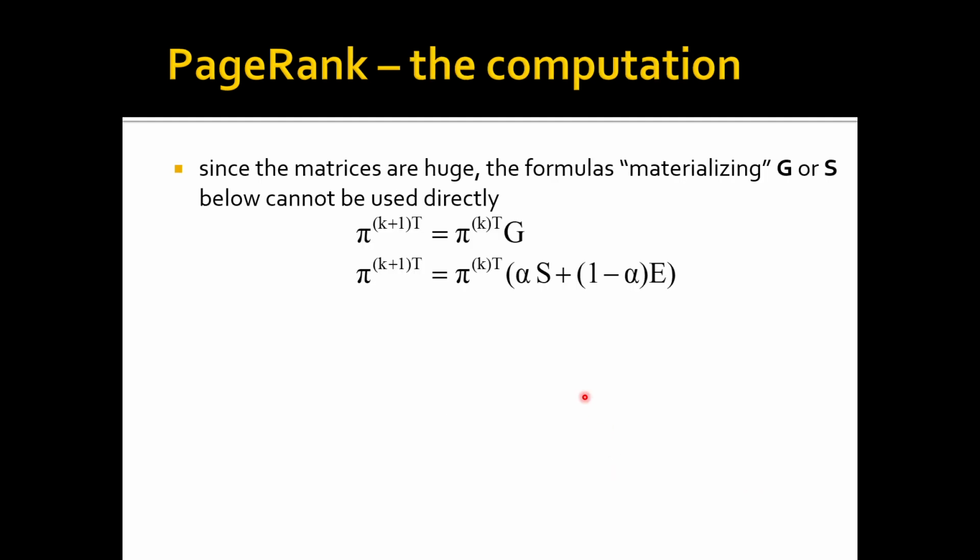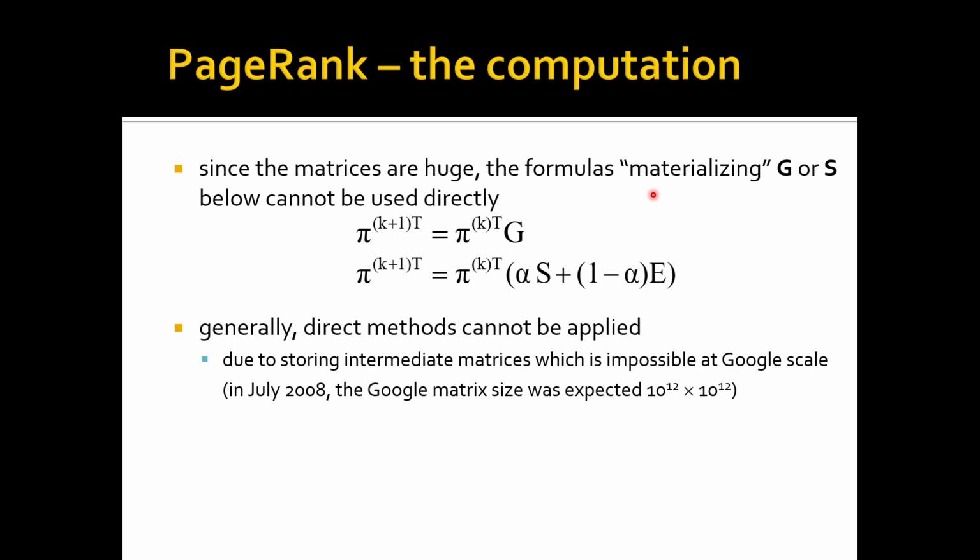Okay, now how to compute that? As I said, we now have the super dense matrix G. So materializing, really storing the matrix G and computing with the matrix G directly, is impossible because of the size of the web. So the direct methods cannot be applied. Even 12 years ago, we basically had a Google matrix that is thousands of billions times thousands of billions, and it's not feasible to store, not even to compute with that.